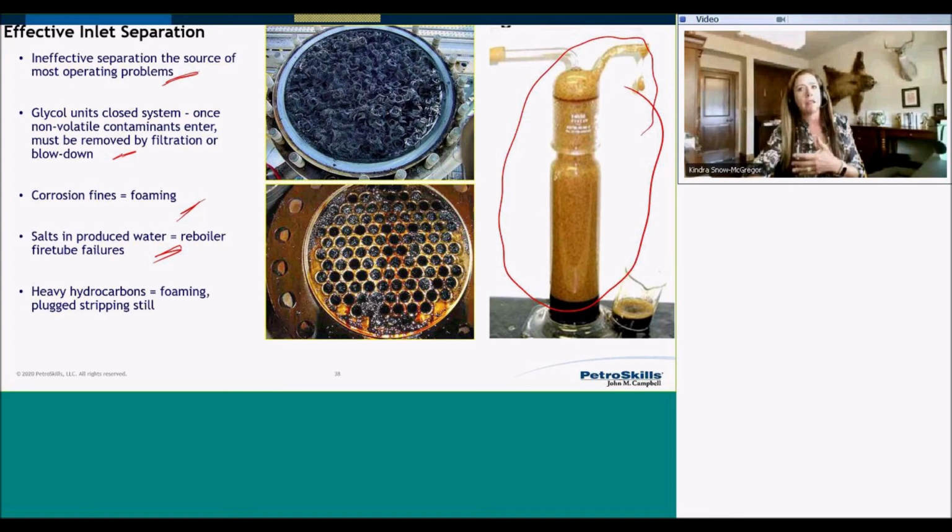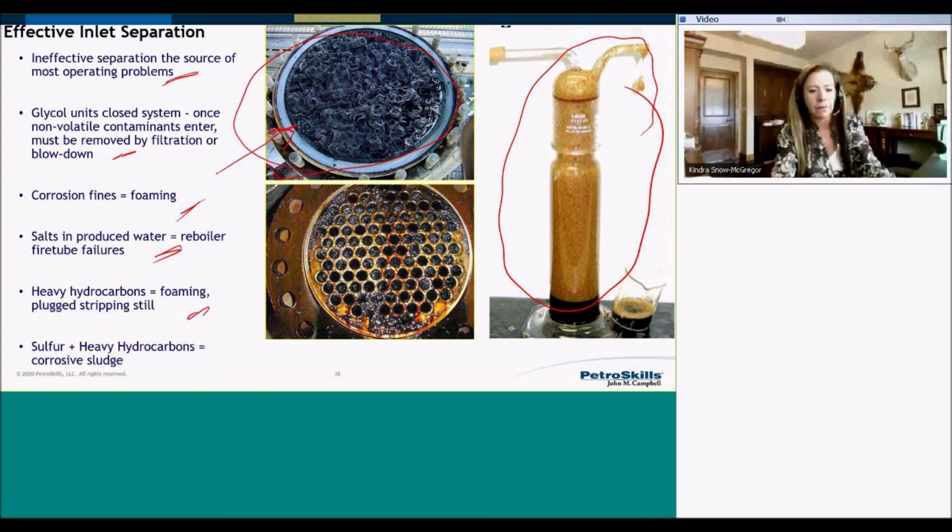It finds my reboiler fire tube. The water boils off, the salt stays there. Now I have a beautiful place for corrosion. And again, my heavy hydrocarbons will cause foaming and could plug, as in this one did very effectively, my stripping still. In addition, sulfur plus heavy hydrocarbons equals very corrosive sludge, and that's what you're looking at here.